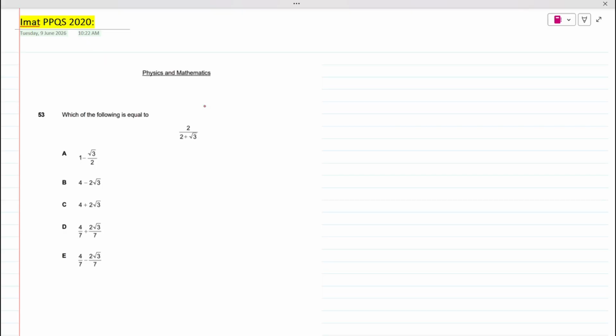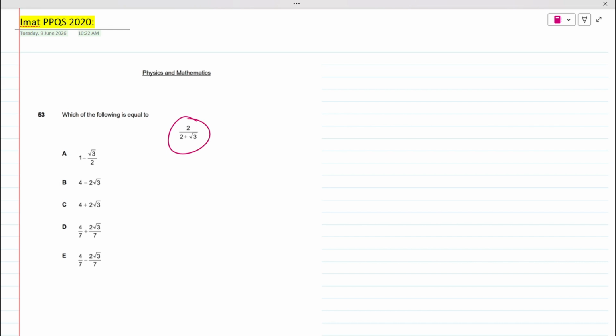Today we are going to solve questions of maths and physics from IMAT past paper 2020. Our very first question asks us to simplify the given expression. Which of the following is equal to it? Basically, this expression is given to us and they are asking us to simplify this expression only.